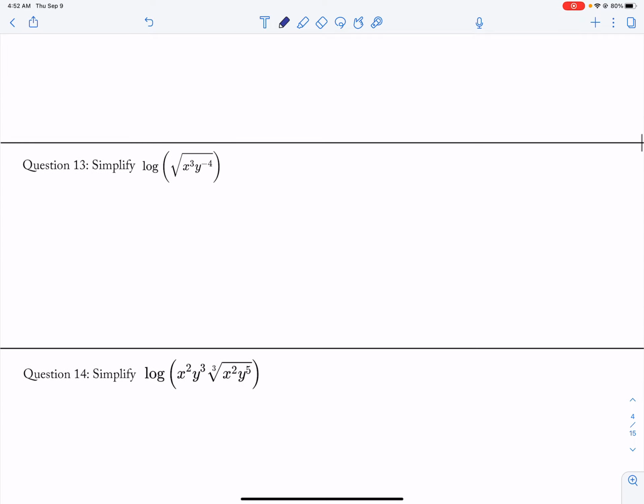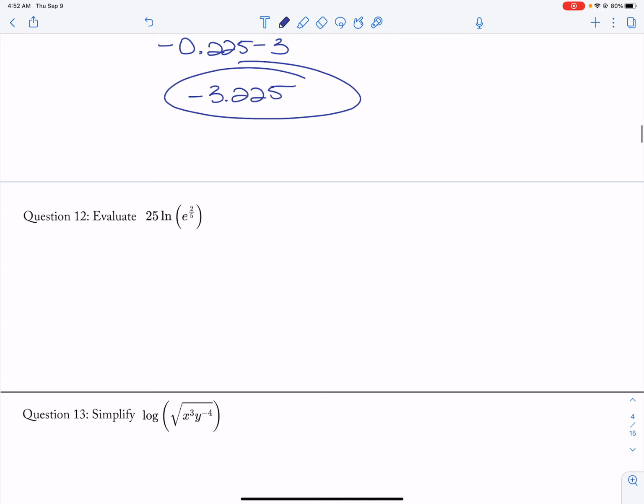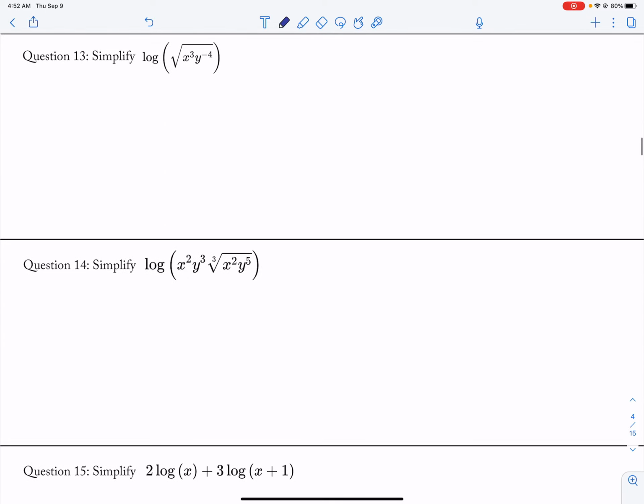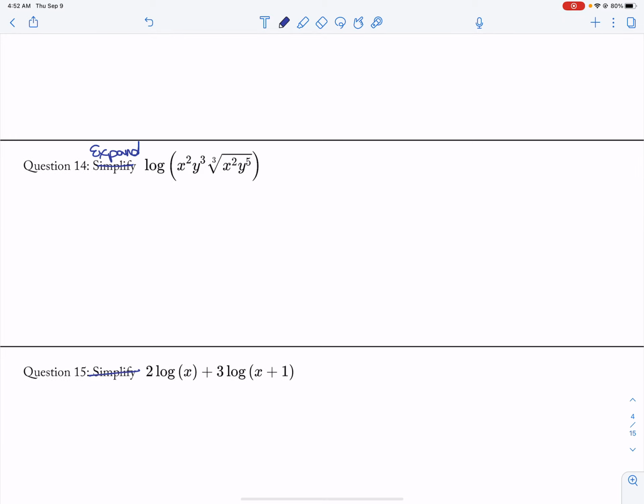Here, it should say expand. Number 13 should say expand. Number 14 should say expand. Number 15 should say condense. Okay.